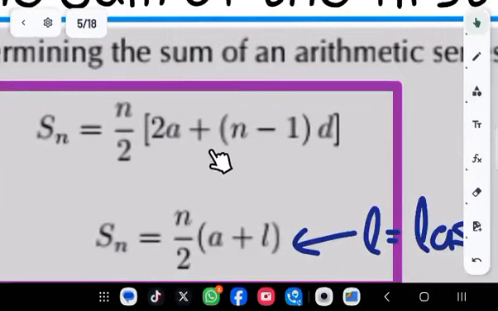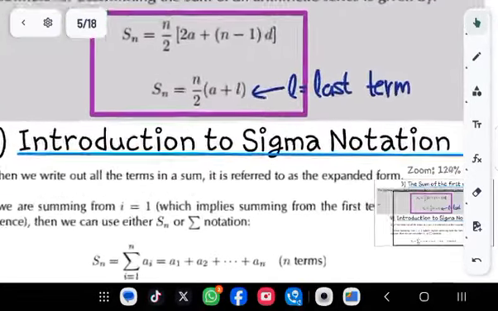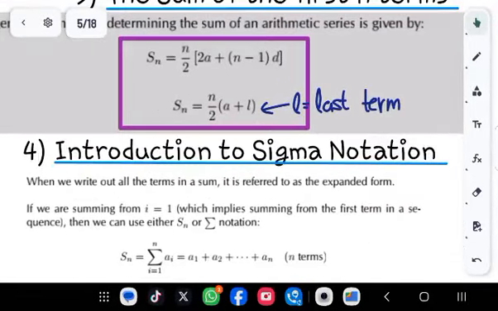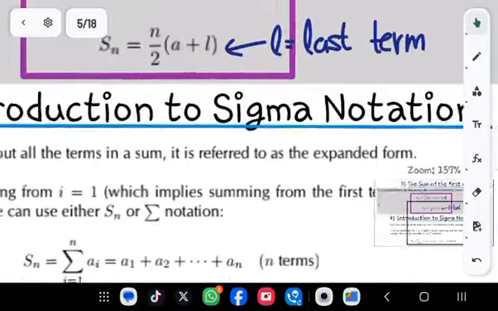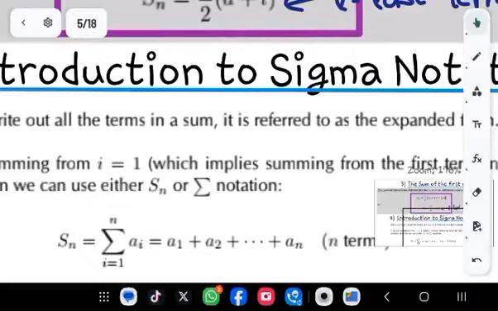I personally prefer this one because whether you know the last term or not, you can use it and you'll still be good every time. So now let's look at the introduction to sigma notation. The reason I'm going to do this is because we're going to look at questions from a past paper that also include some questions on the sigma notation.